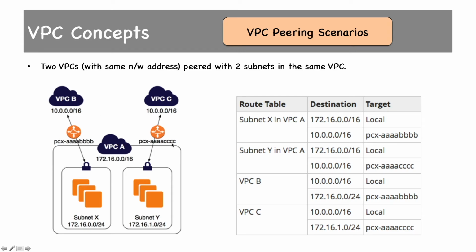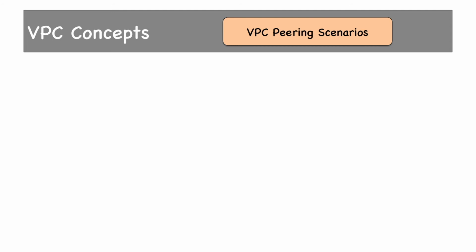For VPC B, it's pretty simple. If instances in VPC B want to talk to subnet X, then we'll add this route and the target should be this peering connection PCX A and B. If VPC B wants to talk to instances in subnet Y, the traffic should be targeted to this peering connection. It is not that complicated, it's pretty simple. Let's see another scenario.